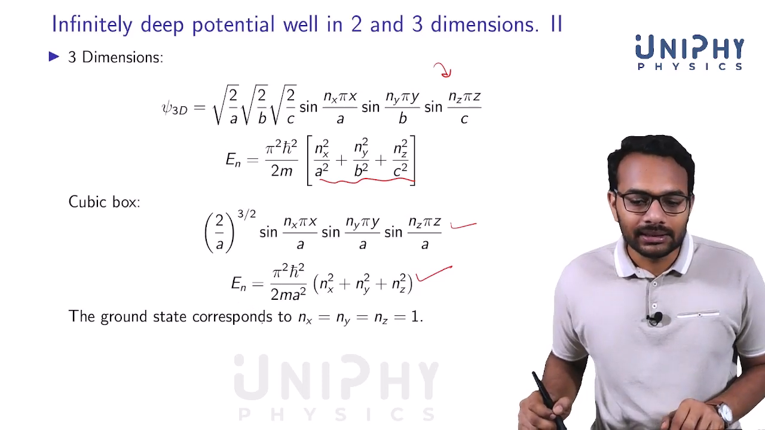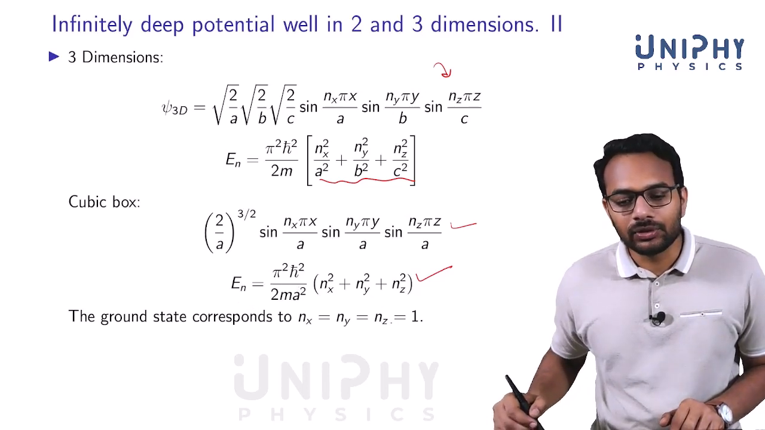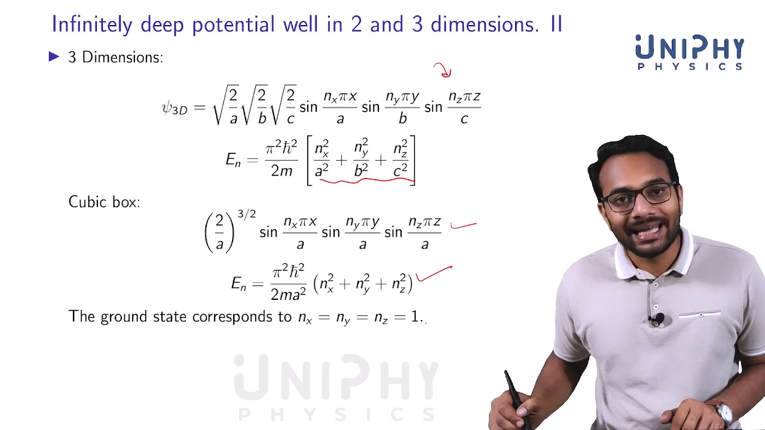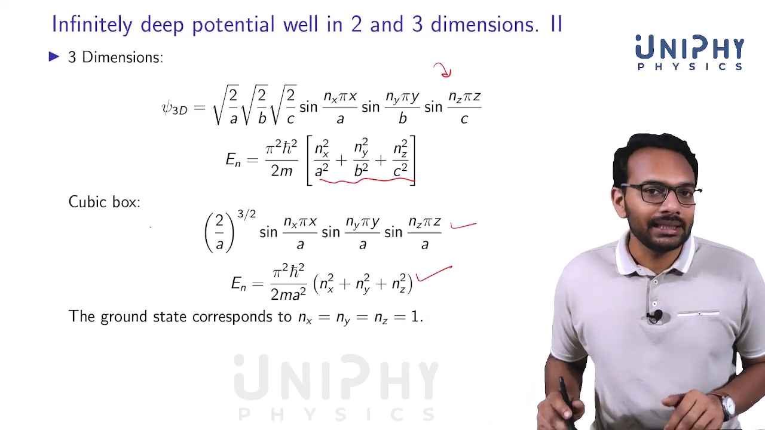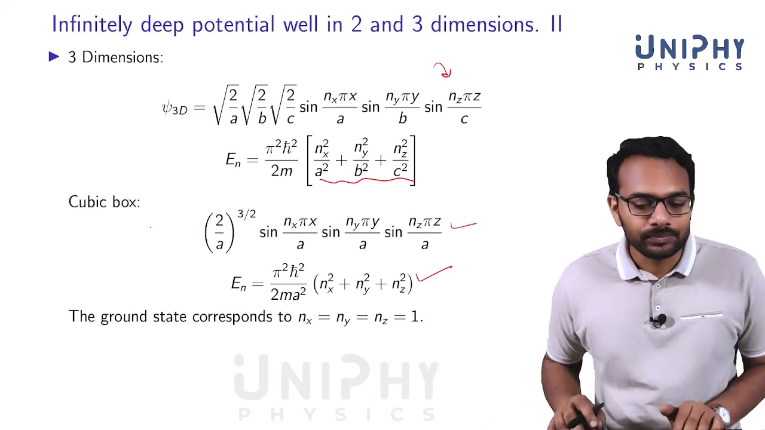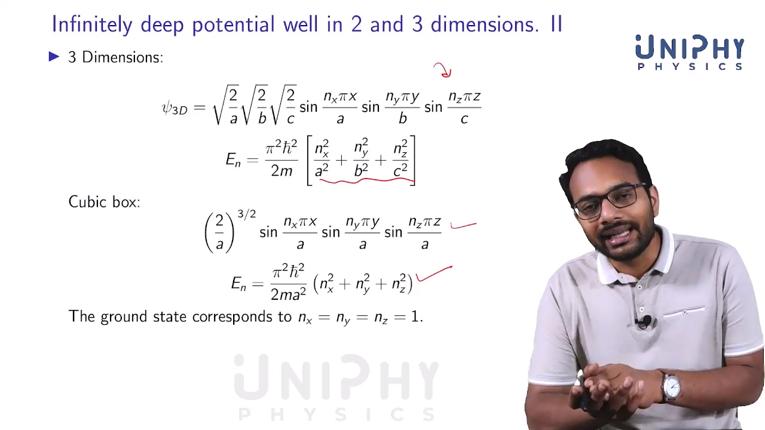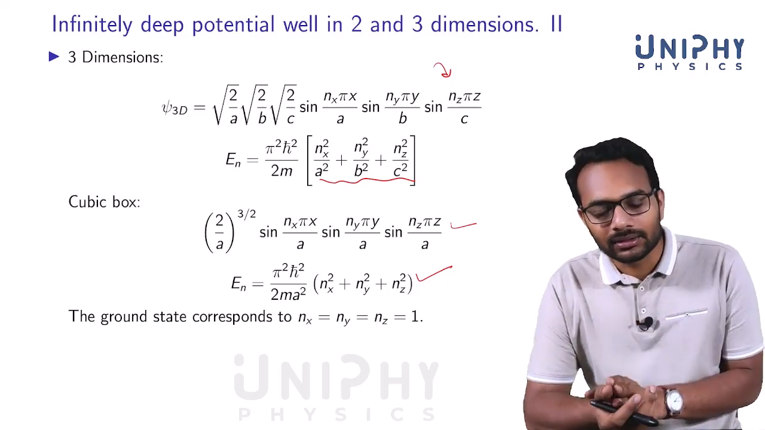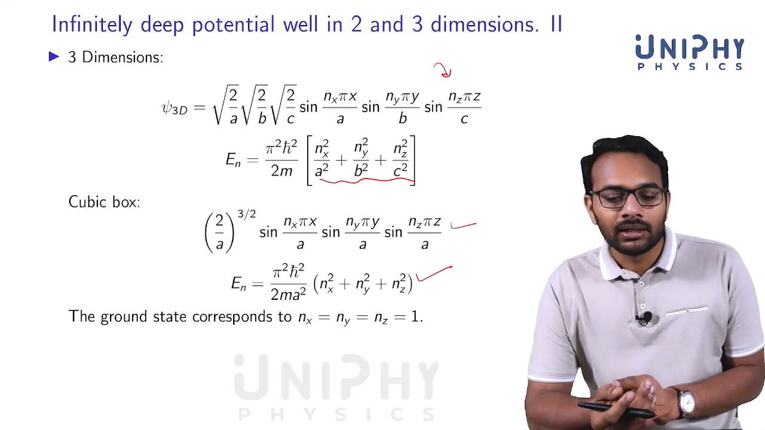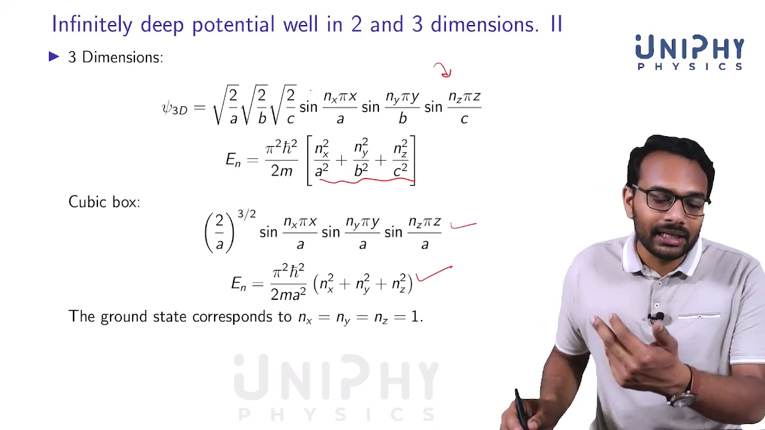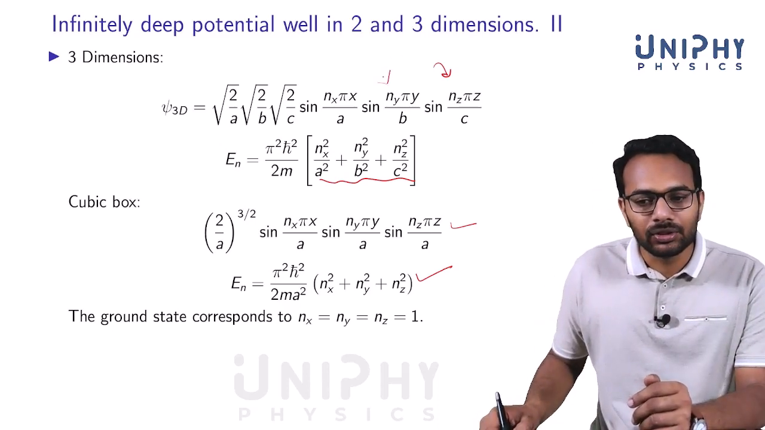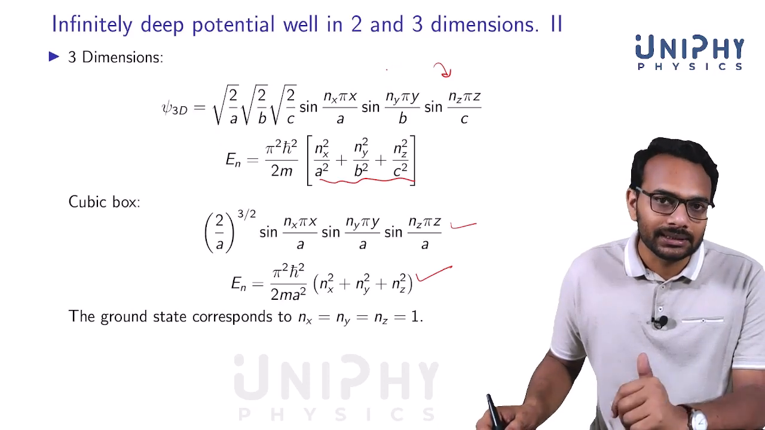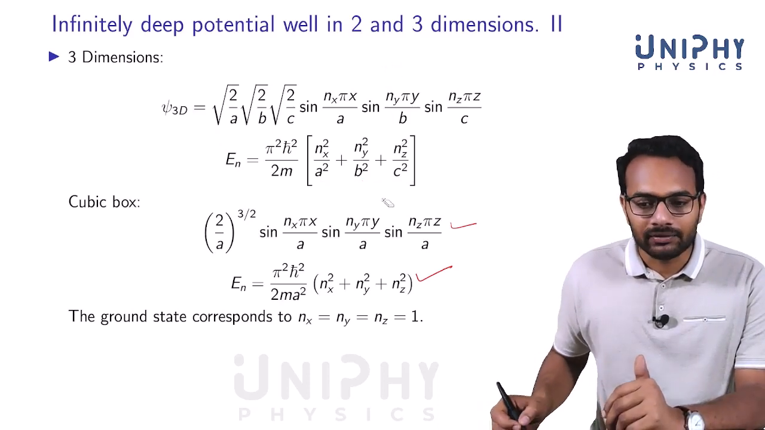That's easy. Now, the ground state corresponds to nx equal to ny equal to nz equal to 1, because the lowest value possible that can be taken by nx, ny and nz is 1. That's the lowest value possible. If you take nx, ny or nz as 0, you see that there is no wave function. The wave function disappears, so we don't have that.